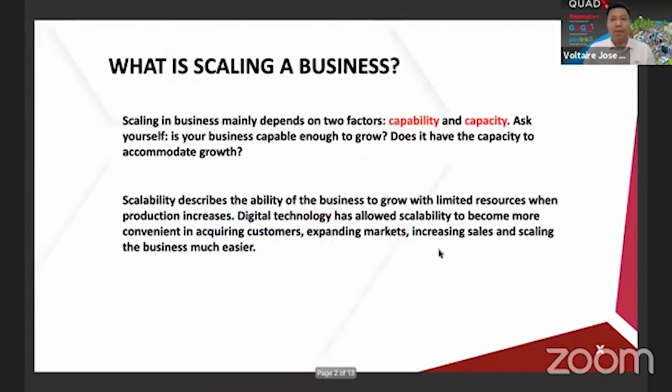All right. So first off, what is scaling a business? Scaling a business mainly depends on two factors. It's actually your capability and your capacity. Now, all you need to do is ask yourself, is your business capable enough to grow, or does it have the capacity to accommodate growth? Now, scalability, which is what we're going to focus on for this session, describes the ability of the business to grow with limited resources when production increases. So digital technology has allowed scalability to become more convenient in acquiring customers, expanding markets, and increasing sales, and of course, scaling the business much easier.